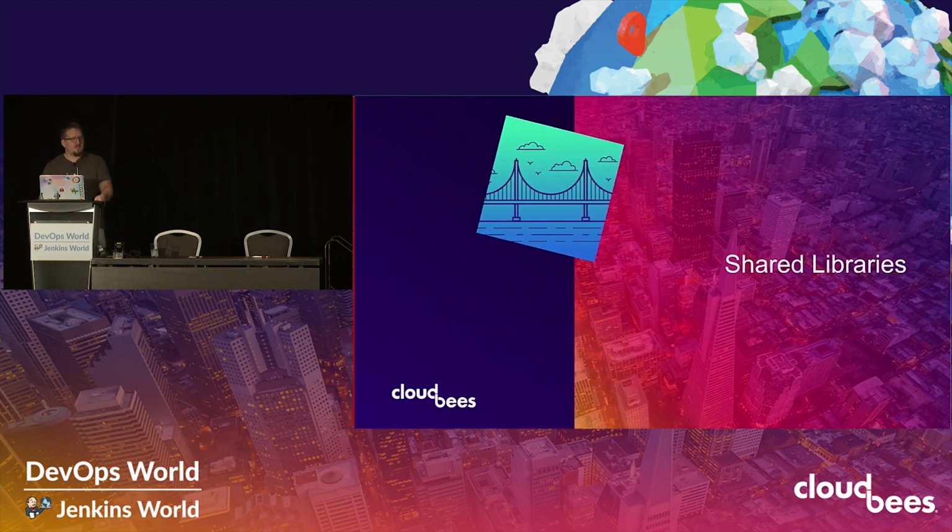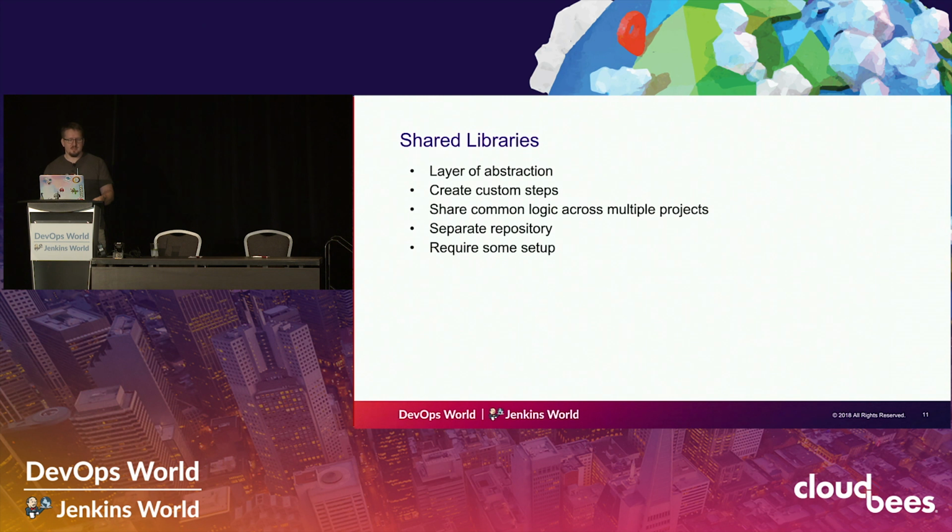One of the things that helps us make Jenkinsfiles and Jenkins Pipeline concise is shared libraries. At their most basic, shared libraries are a layer of abstraction. They let us take common functions or more complex logic and create custom steps that contain that logic. And so we can use them without necessarily having to stuff all of that code directly into the Jenkinsfile.